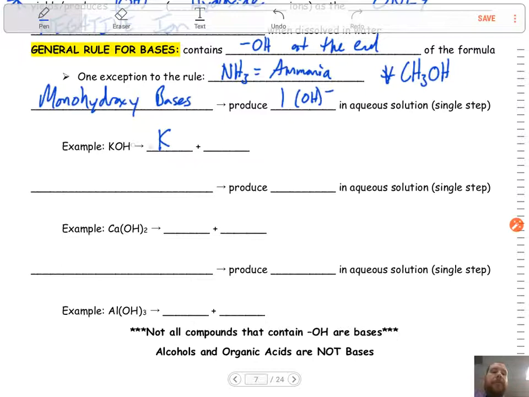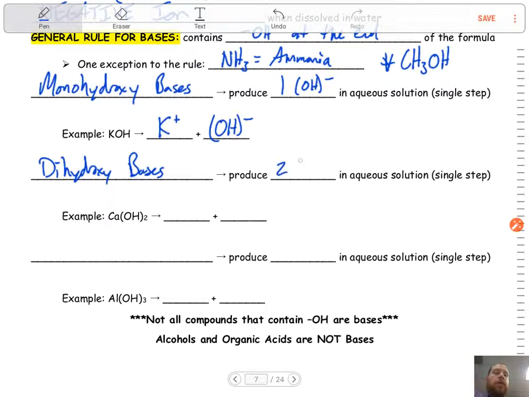So for example, if potassium hydroxide split up, we'd get K plus, and we'd have OH minus. Okay, continuing along that line, we have dihydroxy bases. Don't overthink it, guys. You know what the prefixes mean. Hydroxy is referring to hydroxide. Di is two. You should know that by now, so try to keep it simple. Some of our definitions are not super complex. The words themselves will define them. So this is going to produce two hydroxide ions in aqueous solution.